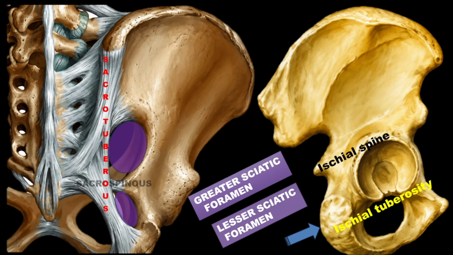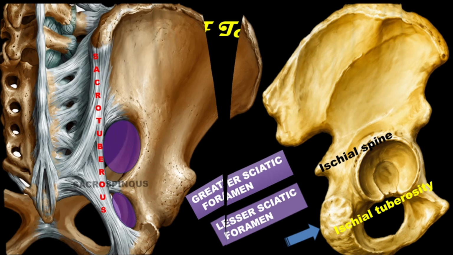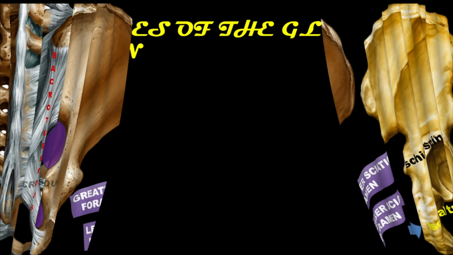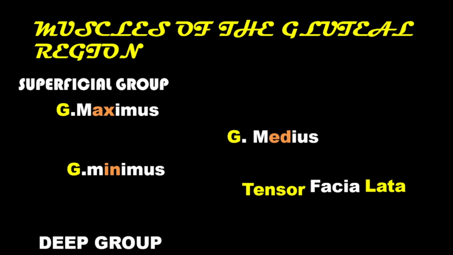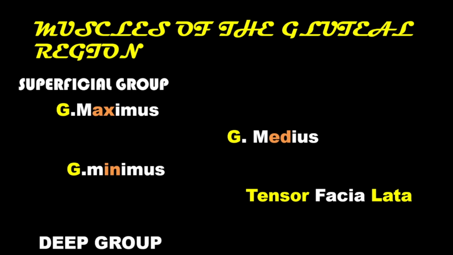Let's now discuss the muscles of the gluteal region. For simplicity, we divide them into two groups: the superficial group and the deep group. There are 4 muscles in the superficial group: the gluteus maximus, the gluteus medius, the gluteus minimus, and the tensor fascia lata. By now, you are already familiar with the gluteus maximus and the tensor fascia lata, which featured during the discussion on the deep fascia.